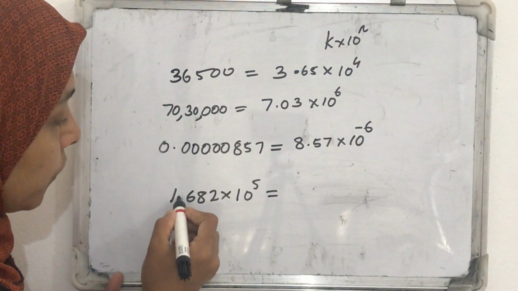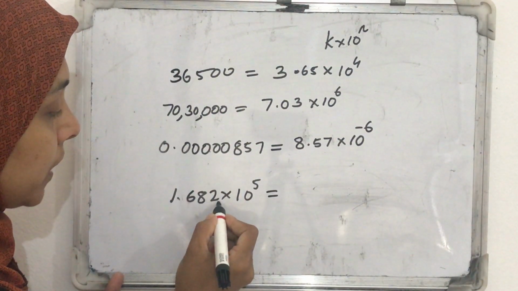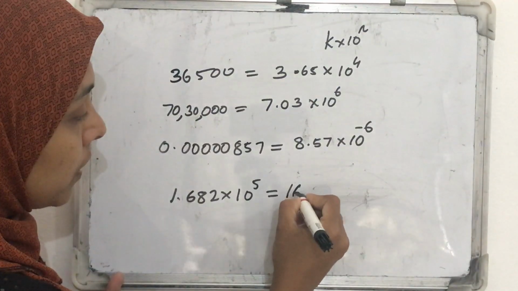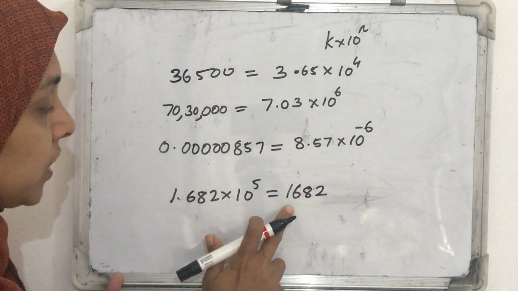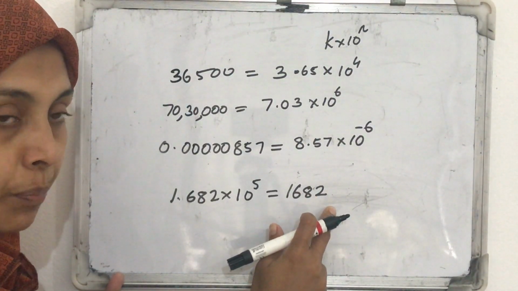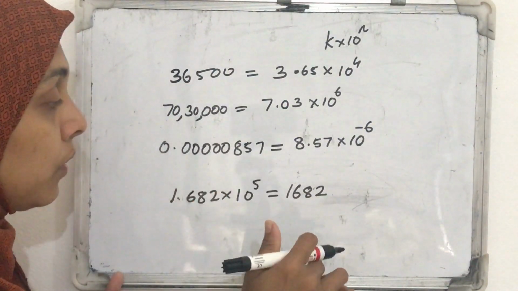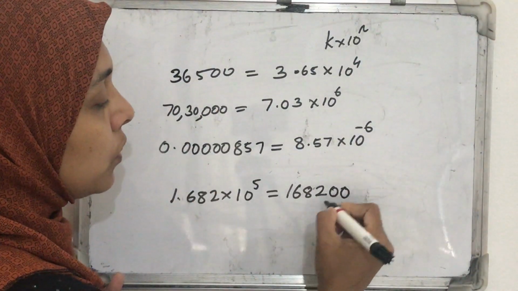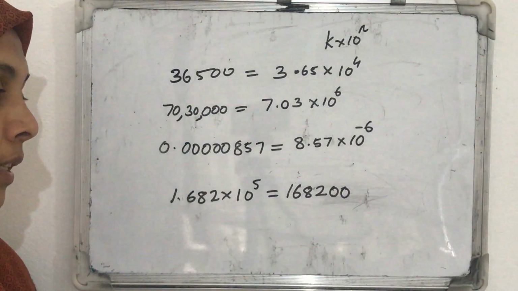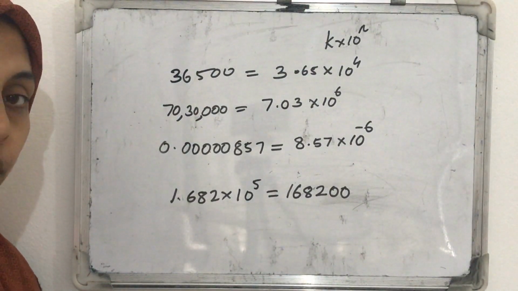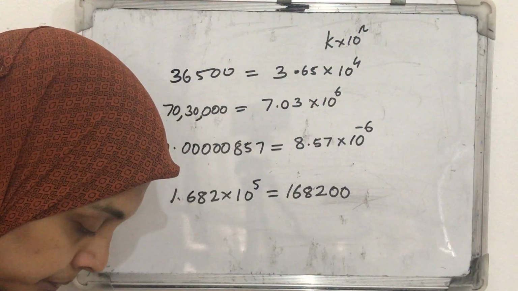So when we move 5 places, already here I have 3 digits. Now we moved the decimal 3 places. We want to move it 5 places, so add 2 zeros. So the answer will be this, okay, 1,68,200.